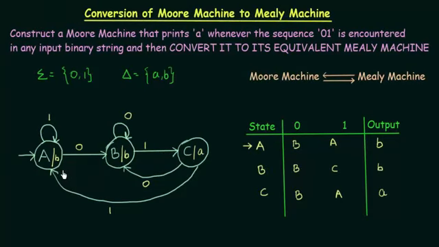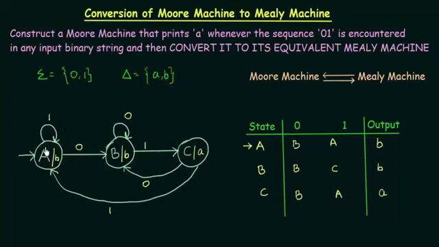Now our task is to convert this to its equivalent Mealy machine. What is the difference between a Moore machine and a Mealy machine? In a Moore machine the outputs are associated to the states, but in a Mealy machine the outputs are associated to the transitions. So how shall we change this in such a way that these outputs are associated with the transitions? Let's see how we can do this.